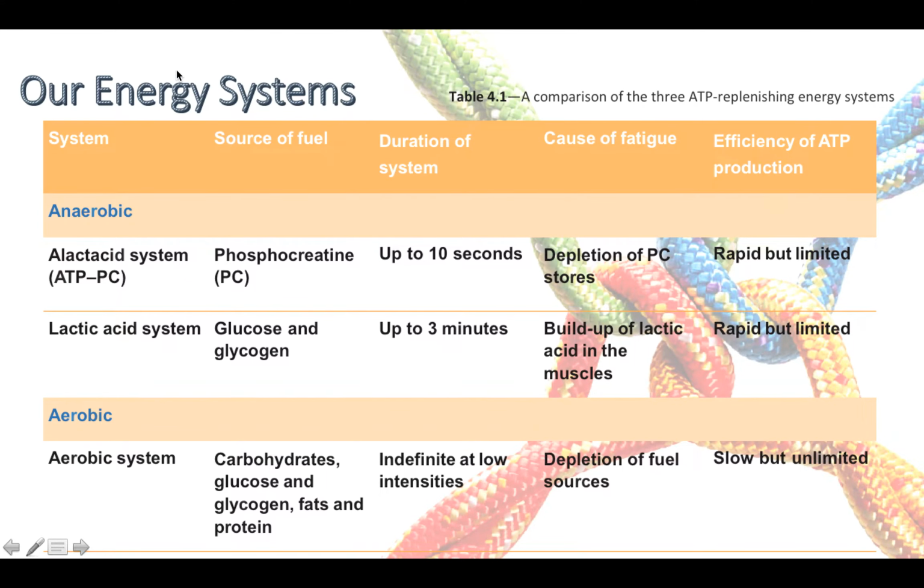So a little overview of our energy systems. We have the anaerobic energy system and we have the aerobic energy system. And in this table you can see the system, the source of fuel that it uses, the duration the system will last for, what generally causes fatigue of that energy system, and the efficiency of the ATP production, so that ability to reproduce the adenosine triphosphate.